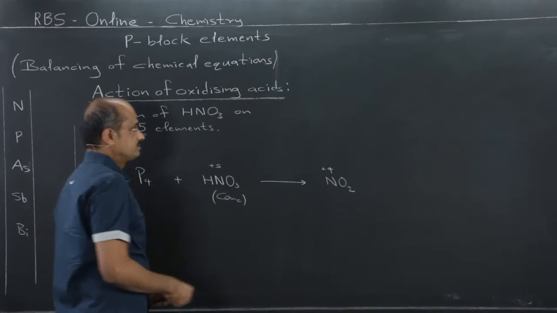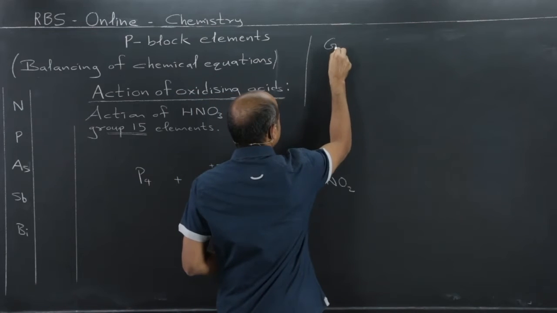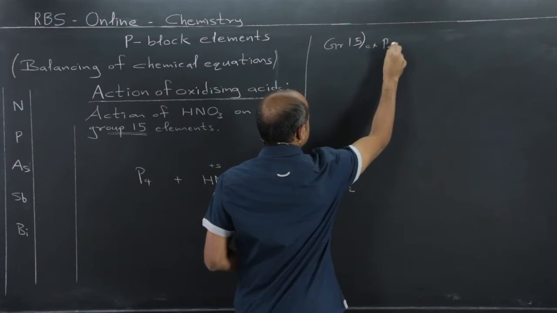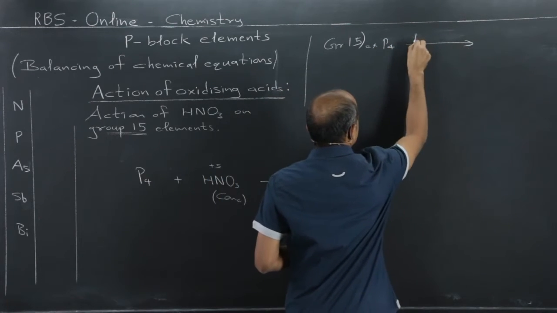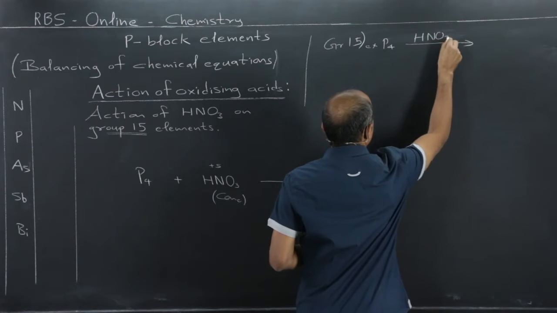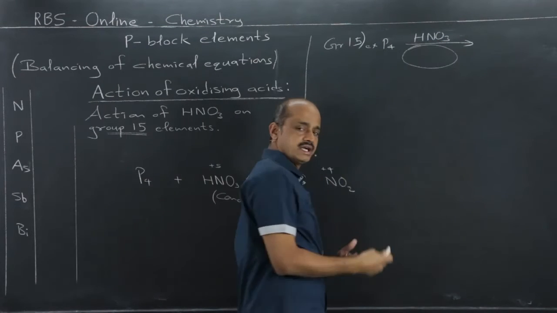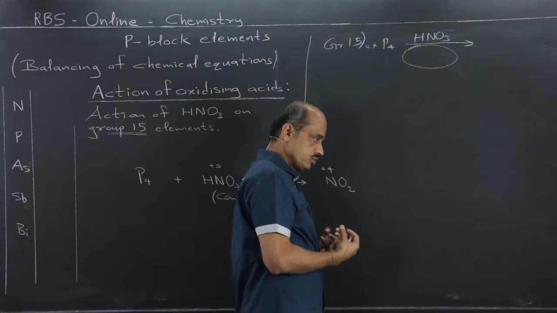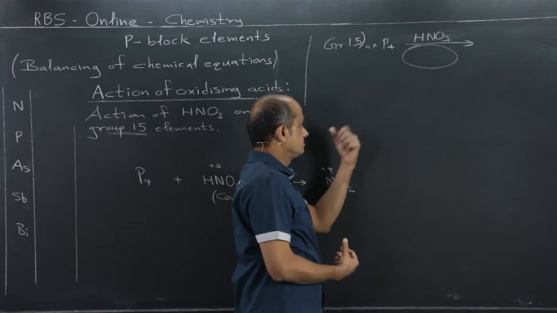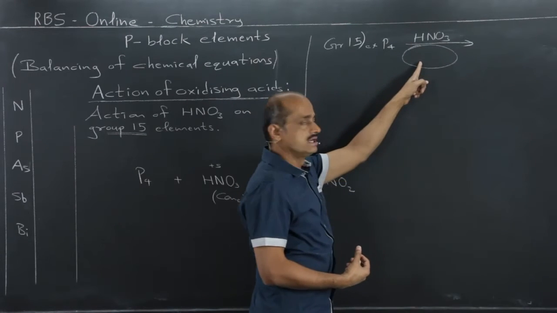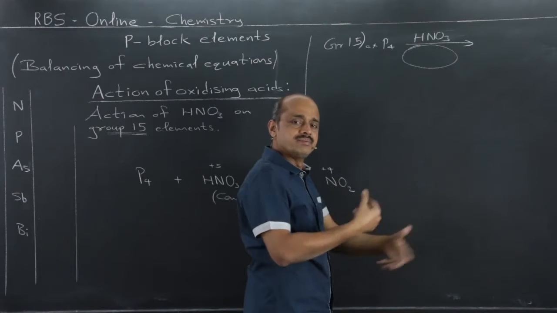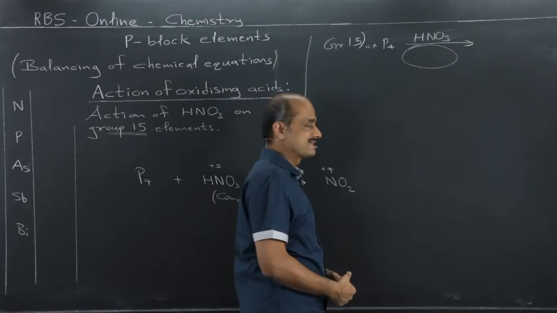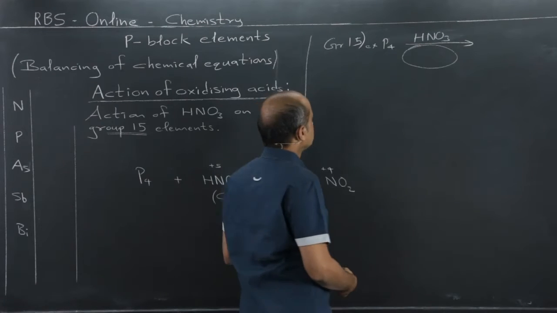Now, group 15 elements, for example phosphorus with nitric acid, or after nitric acid we are going to consider sulfuric acid. So, initially I am spending more time. Once I have explained nitric acid, the next chemical reaction with sulfuric acid will be easy, and it will be easy for me to explain in less time. It will be easy for you to understand also.